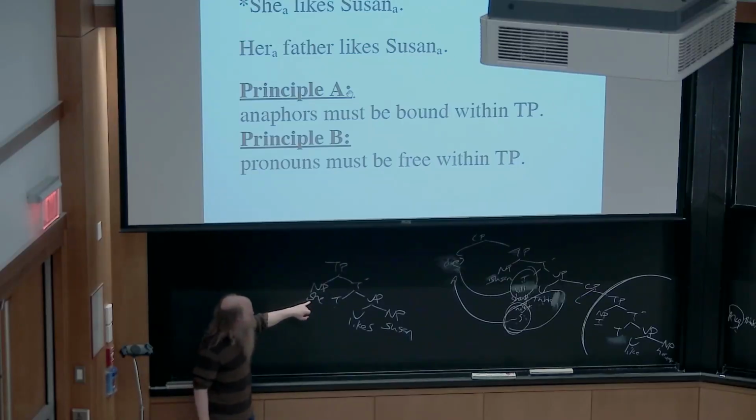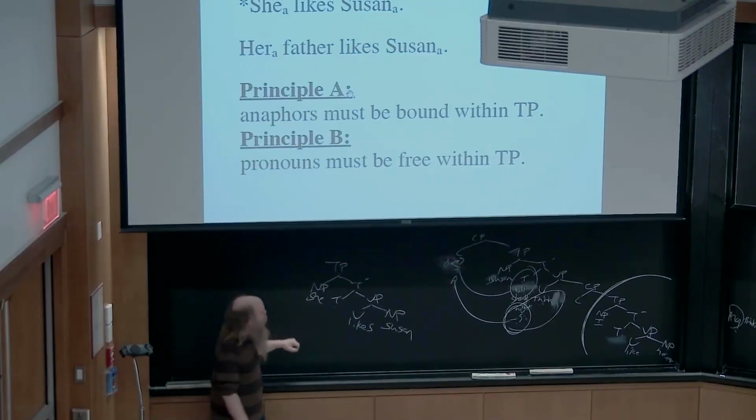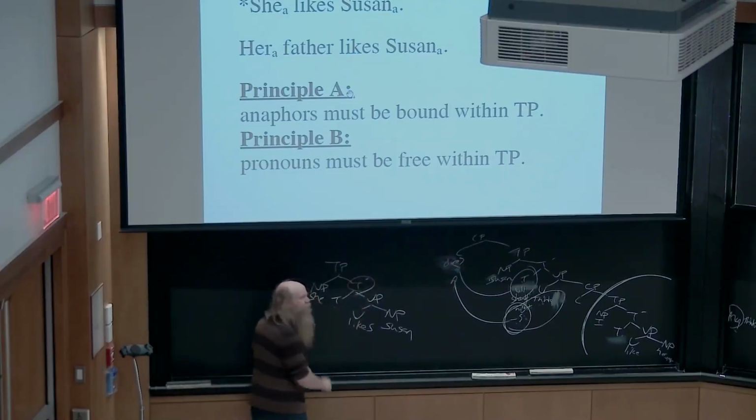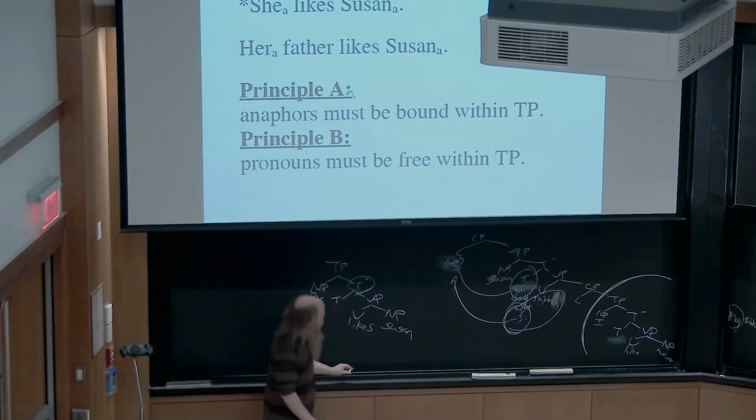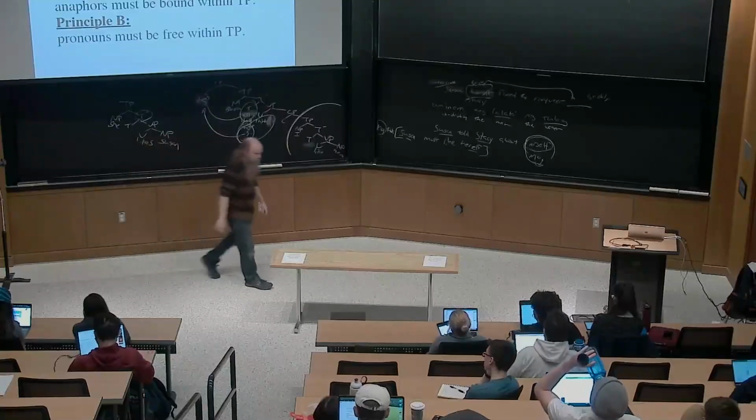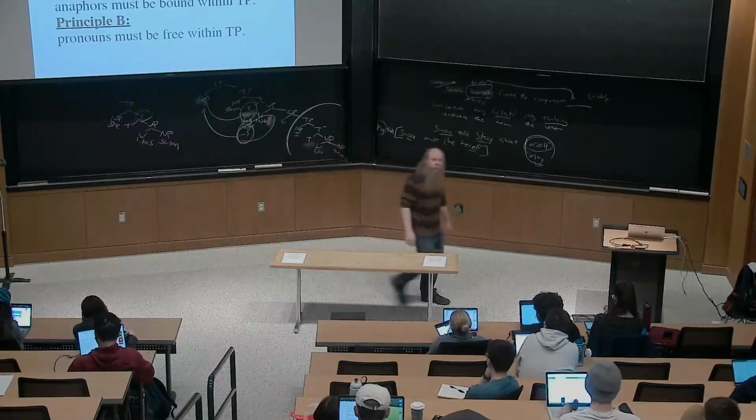She likes Susan. Here's the pronoun. Pronoun needs to be free within TP. That is, there had better not be anything C-commanding she that co-refers with she. Does anything C-command she? I guess maybe T-bar. T-bar is dominated by all the same nodes as the noun phrase. But T-bar doesn't refer to she, doesn't refer to Susan. So she is free. So our principles don't handle these facts.